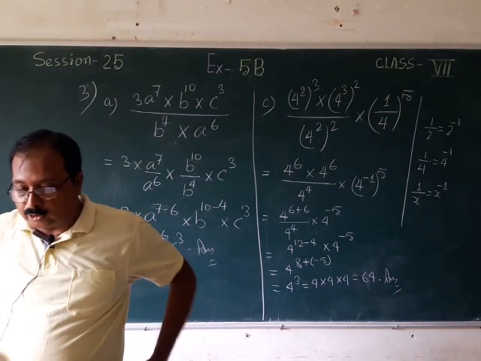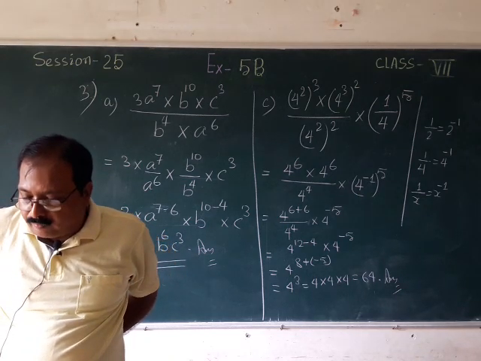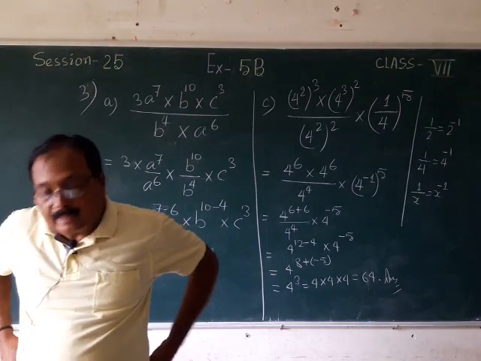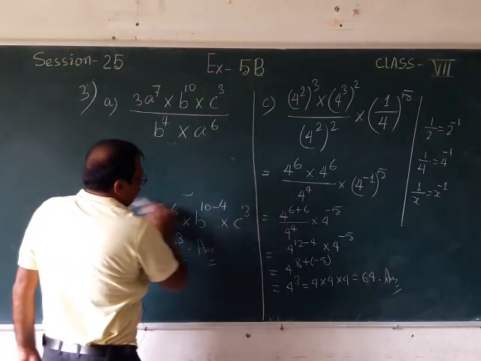Now further you see question number 4. Write the exponential form for 25 into 25 into 25 taking 5 as the base. So how to do this question number 4? Let us see.